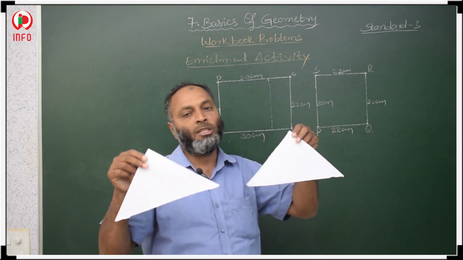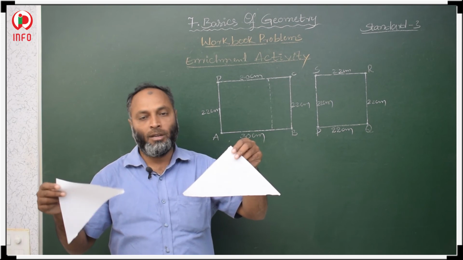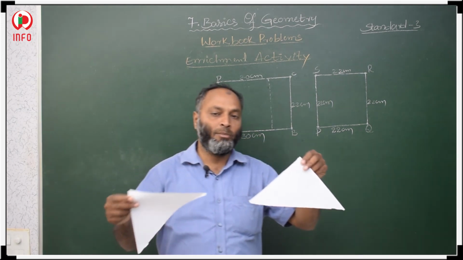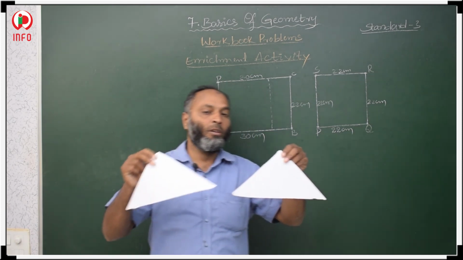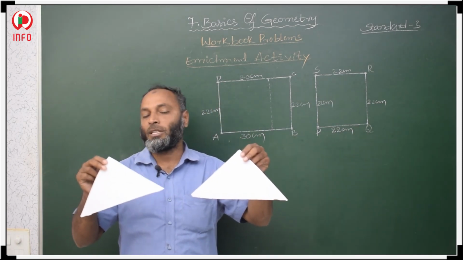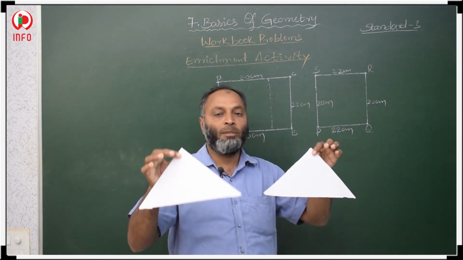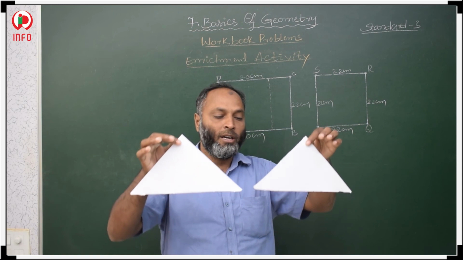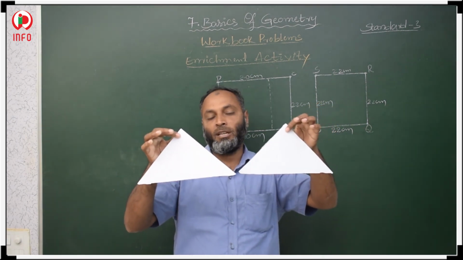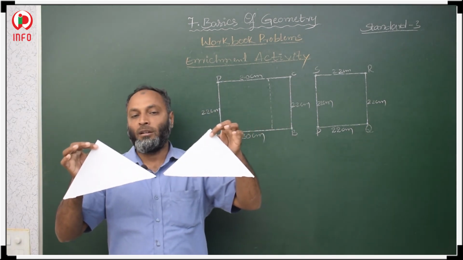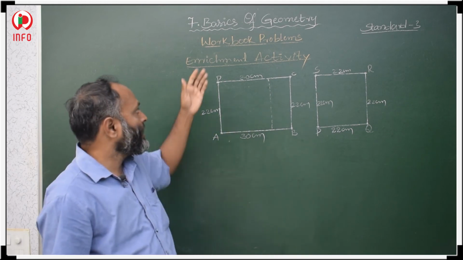So what is meant by similar? Similar and congruent are different, but we know the definition of congruency. If two or more figures have the same shape and the same size, then they are congruent. Here these two triangles are in the same shape and size, so these two triangles are congruent triangles. So understood? From this enrichment activity, what did we do?